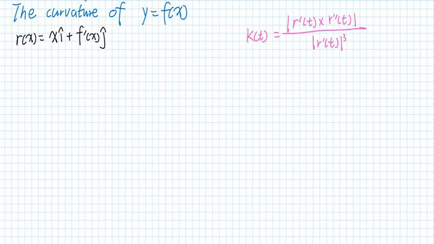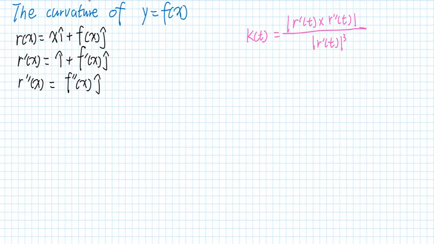Since we know R(x), we should also know the first derivative of R(x). So R'(x) equals i plus f'(x) j. And we also need the second derivative of R(x) to describe the change in direction of R(x). So it is f''(x) j.